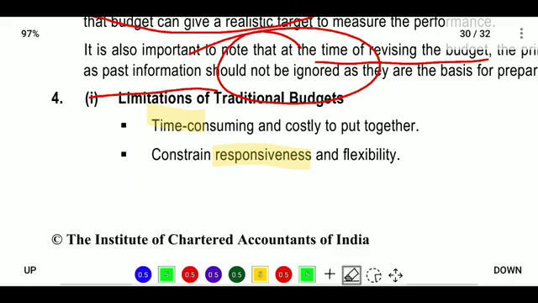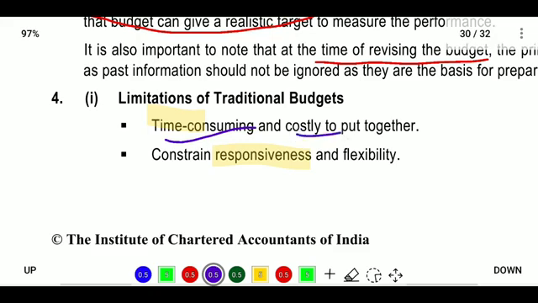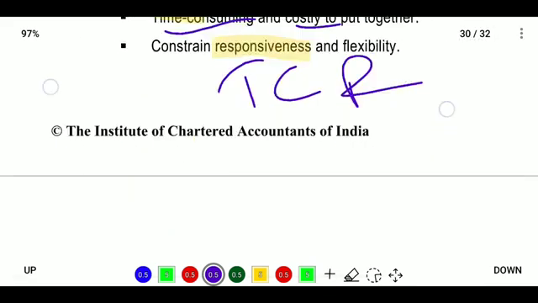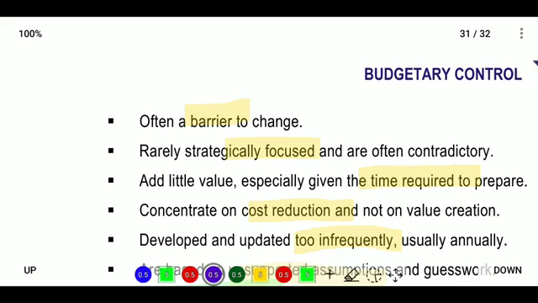So we will see this. What are the limitations of traditional budgets? It is time consuming and costly. There are constraints of responsiveness and flexibility, so responsiveness and flexibility are not there. Next, it offers a barrier to change.